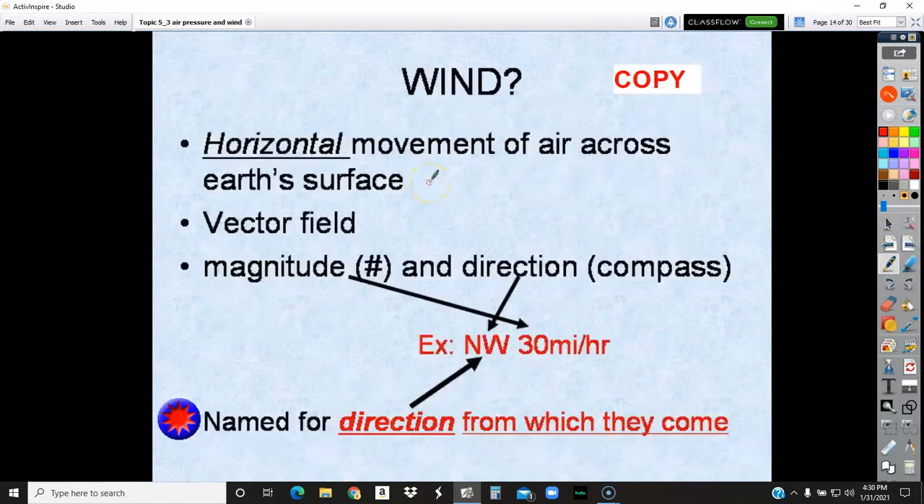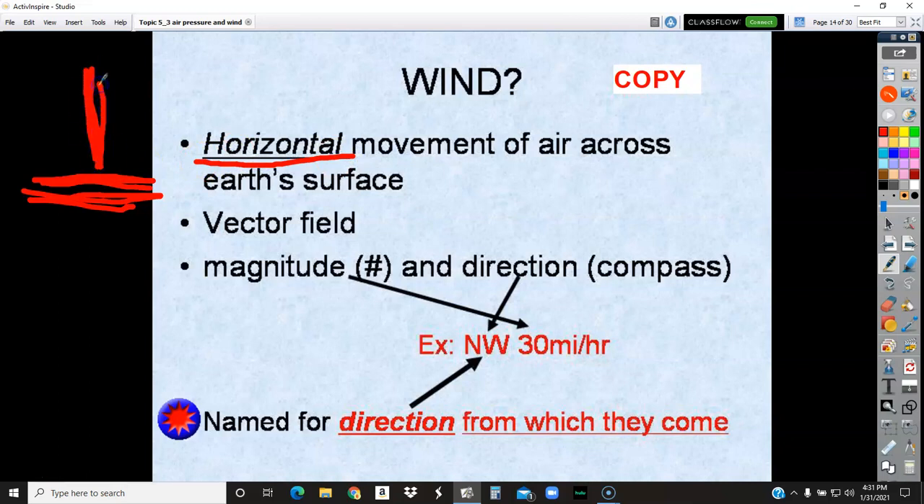Wind, by definition, is the horizontal movement of air across the surface. So if this is the ground, wind is going with the surface, one way or the other. And that's why I stress horizontal. Air that moves vertically is not wind. It is moving air, but it's not called wind.